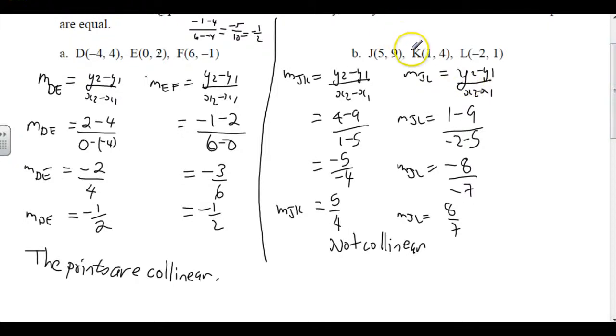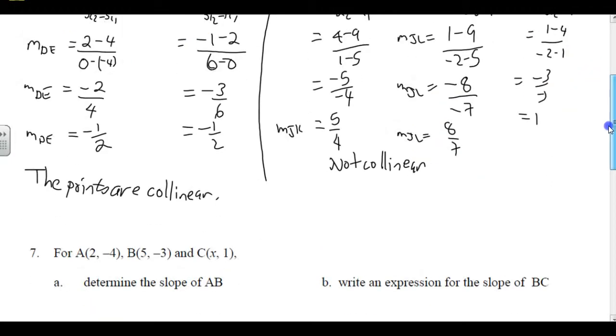Okay, and also, any other slope, if we worked it out, so if we did the slope of KL, if they're not collinear, then it will be different as well. So KL would be 1 minus 4 over negative 2 minus 1, which is negative 3 over negative 3, which is 1. So all three slopes are different, which means we have points that are not in a straight line. They are not collinear.